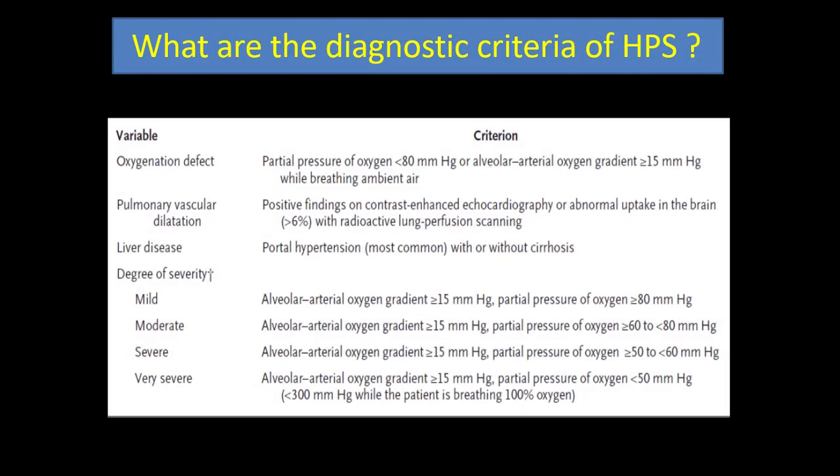So diagnostic criteria: we have an oxygenation defect, partial pressure of oxygen less than 80, or an alveolar arterial gradient of more than or equal to 50. Normal is less than 50. While breathing ambient air, there is pulmonary vascular dilatation. There is a positive finding on contrast enhanced echocardiography, or abnormal uptake in the brain of more than 6% with radioactive lung perfusion scan. We'll come to it in just a second. Liver disease, obviously you have portal hypertension with or without cirrhosis, and you can classify the degree of severity as mild, moderate, severe and very severe, where partial pressure is 80 or more, 80 to 60, 60 to 50 and less than 50. So how do you diagnose?